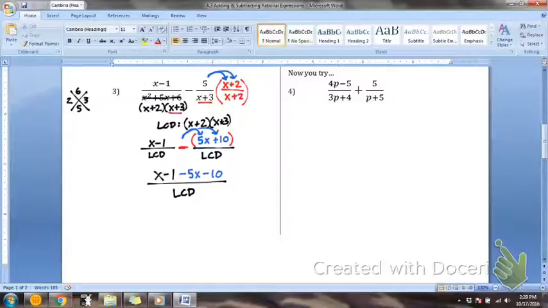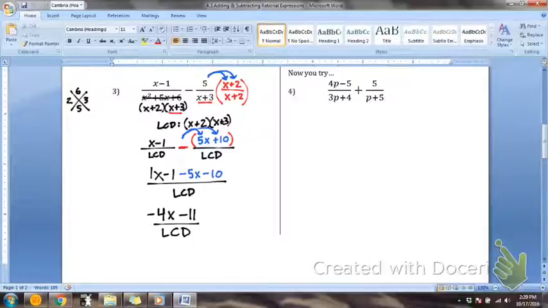Now we can combine like terms. So I have 1x minus 5x, which is what? Negative 4x. And I have negative 1 and negative 10. Negative 11. Now, I have my LCD on the bottom. Can I combine negative 4x minus 11? Can I factor it? No. So negative 4x minus 11 is finished. We can't factor and we can't multiply.